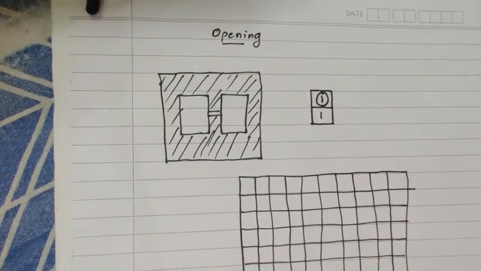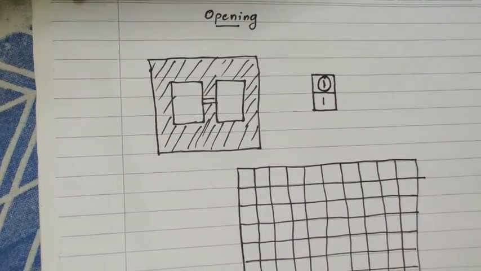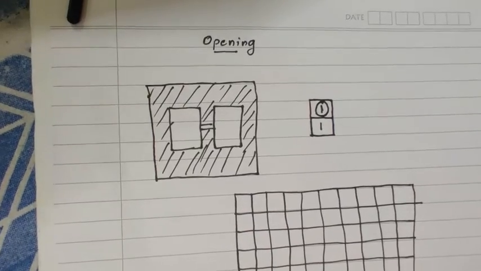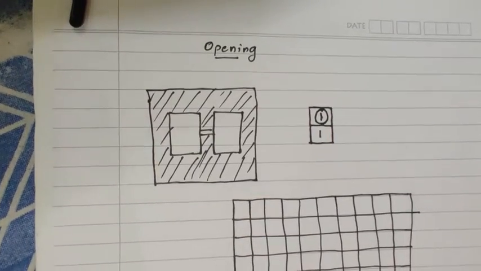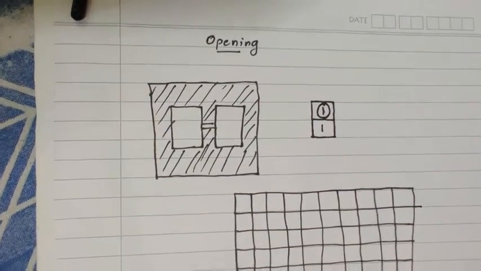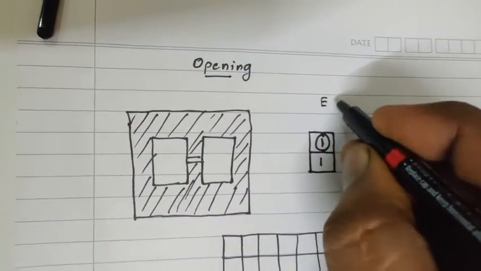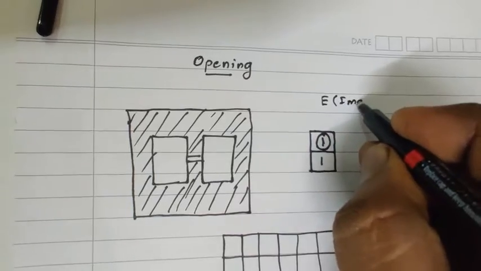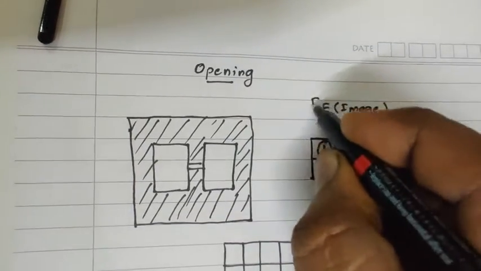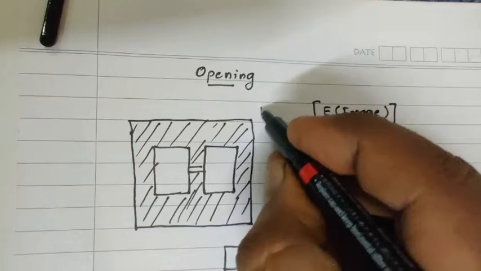Hello everyone. Today we'll be discussing a new topic under image morphology named opening. Opening is a very important topic with respect to image morphology, and it simply means that we have to first perform erosion of the image, and then we'll be performing dilation of the outcome of this image.